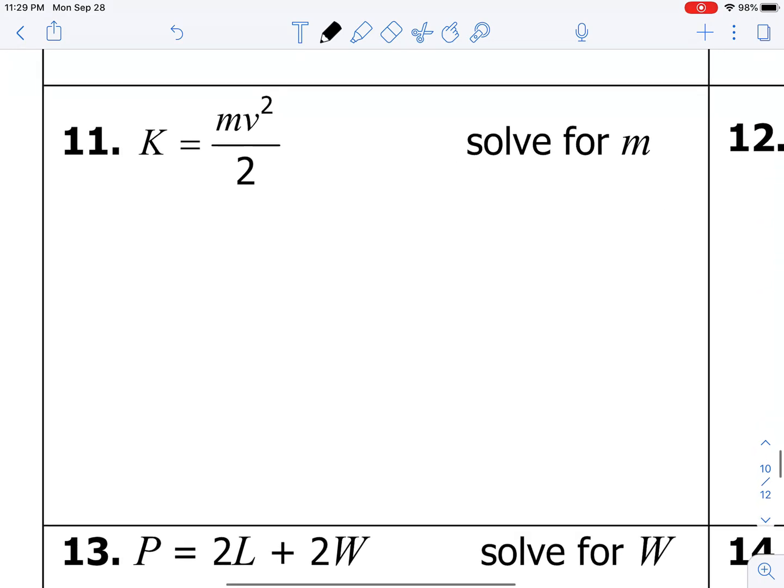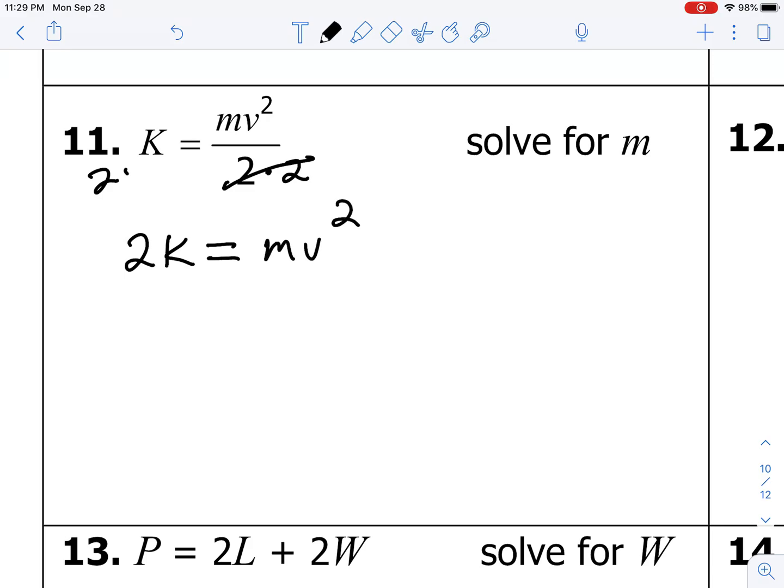All right, number 11. Okay, so solve for m. So we got a lot of stuff in the way right now. We got the 2 on the bottom and the v squared up top. Well, we need to get rid of the bottom first. So we need to multiply by 2 on each side. All right, so that's now gone. 2 times k is just 2k. And then the mv squared just drops down.